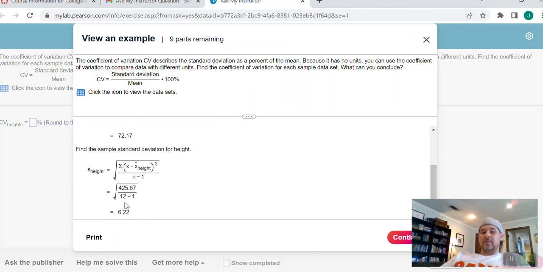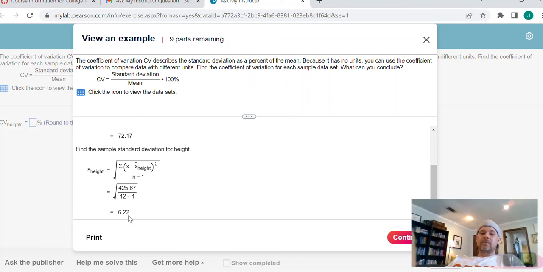So there's that number, 6.22. Find the sample standard deviation. That was the number that came up in StatCrunch. So then that's what that part is, okay?